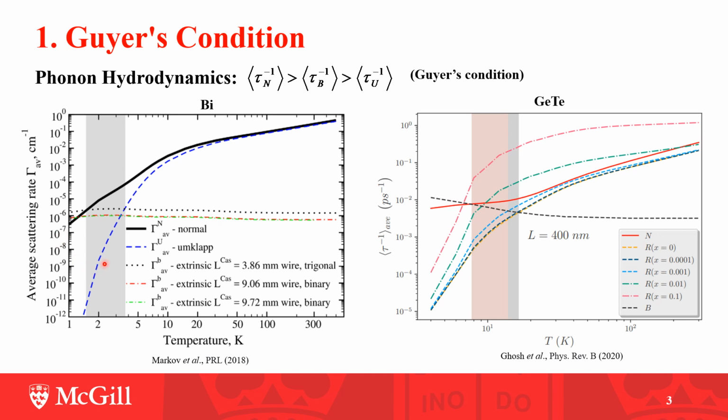The highlighted area here shows the hydrodynamic window of bismuth at different characteristic lengths. We can see also here that at a certain characteristic length there are different hydrodynamic windows based on the resistive value. So here we can replace U by R, since R is the sum of Umklapp and isotopes.